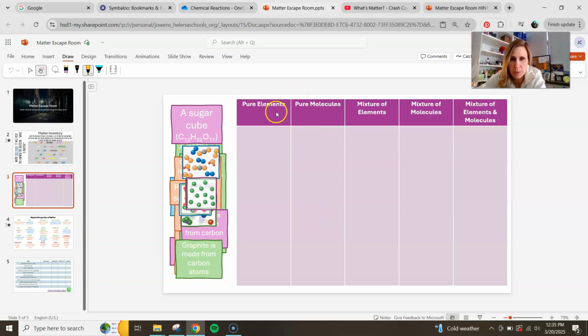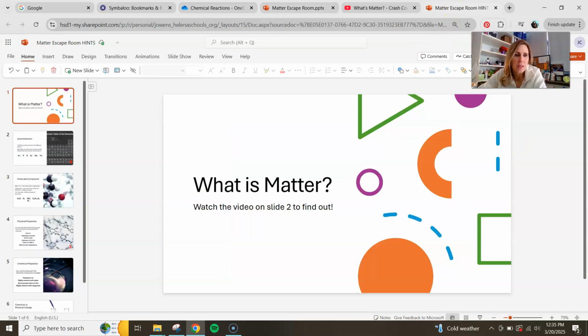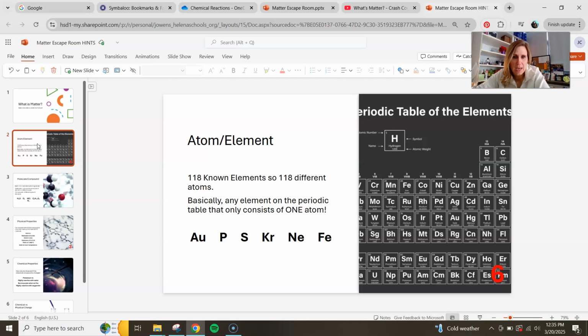So let's talk really quick about what pure elements, pure molecules, mixture of elements, mixture of molecules, and mixture of elements and molecules are. An atom or an element is what you see on the periodic table. We know that atoms are the smallest building block of all matter, and that there are at least 118 different types of atoms. Those are elements, so there are 118 different types.